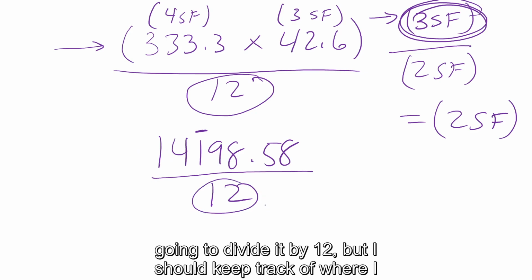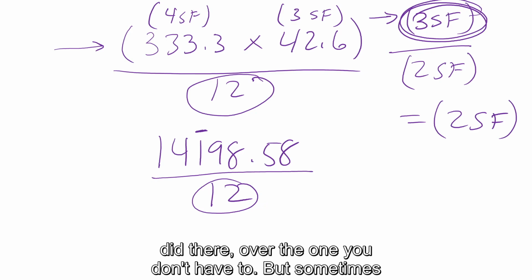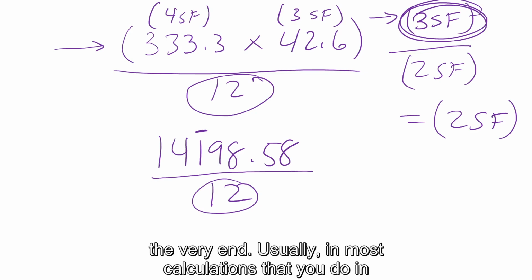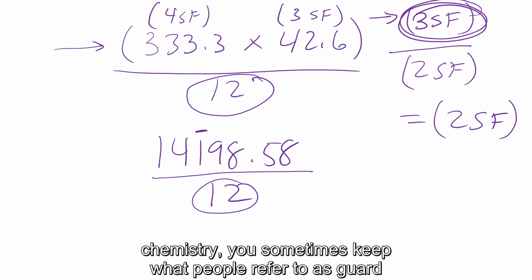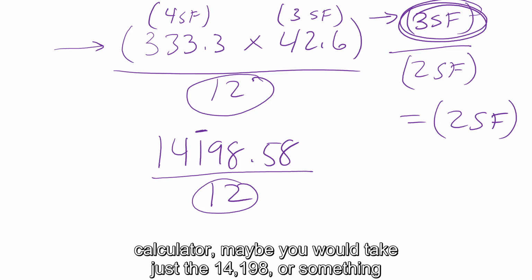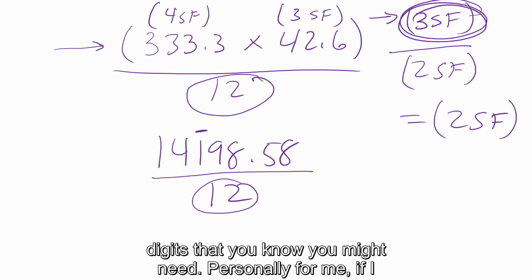But I should keep track of where I should end up. And sometimes people put a little line like I did there over the 1. You don't have to, but sometimes people will do that. And you really don't want to round until the very end, usually in most calculations that you do in chemistry. You sometimes keep what people refer to as guard digits. Like maybe if you did want to punch it back into your calculator, maybe you would take just the 14,198 or something like that, and then divide it by 12, keeping a couple of extra digits that you might need.